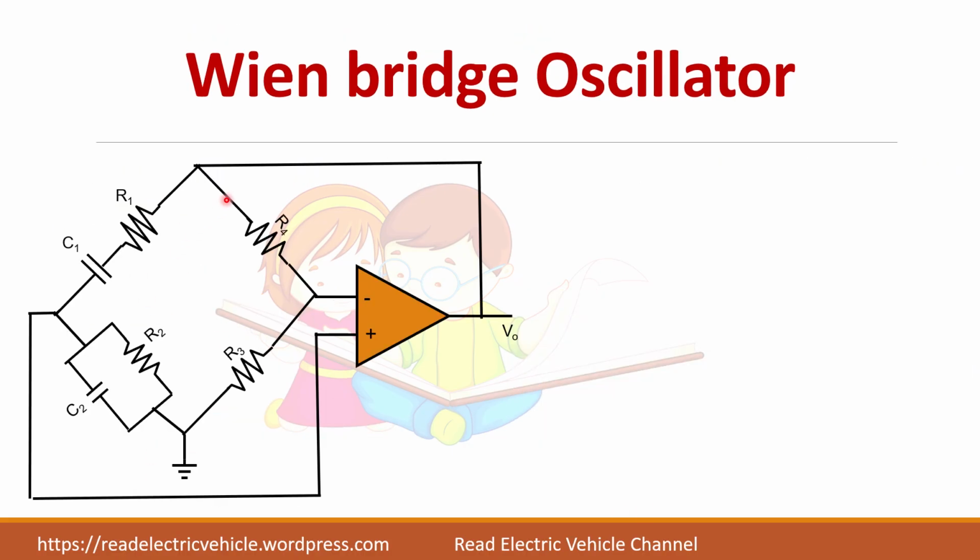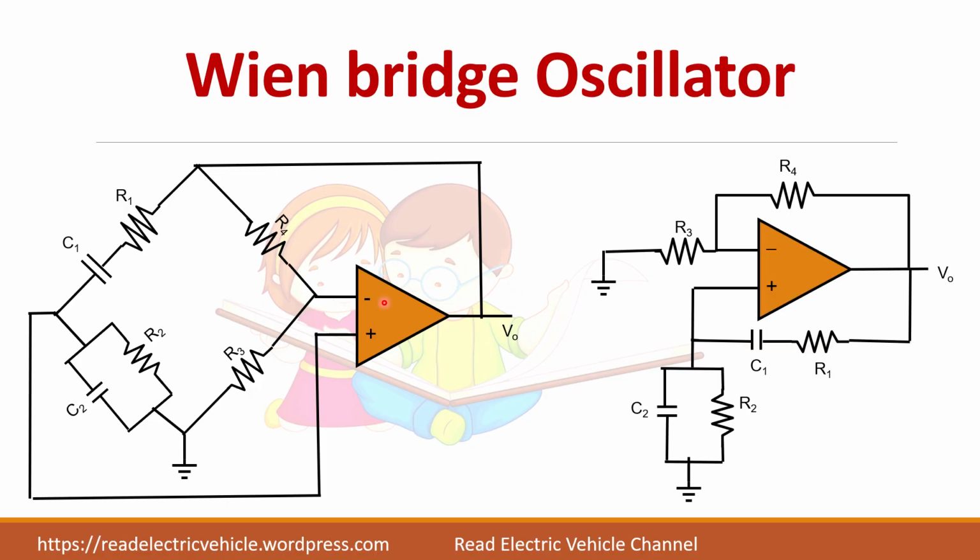This is the circuit diagram of a Wien bridge oscillator. So we can redraw this circuit so that it will be easy to analyze for us. So the same circuit I have drawn like this. If you see, to the negative terminal of the op-amp, R4 and R3 are connected, but R3 is grounded. So this is R3, it is grounded. The other end of R4 should be connected to V0. So basically R4 is the feedback resistor. So this I have connected here.